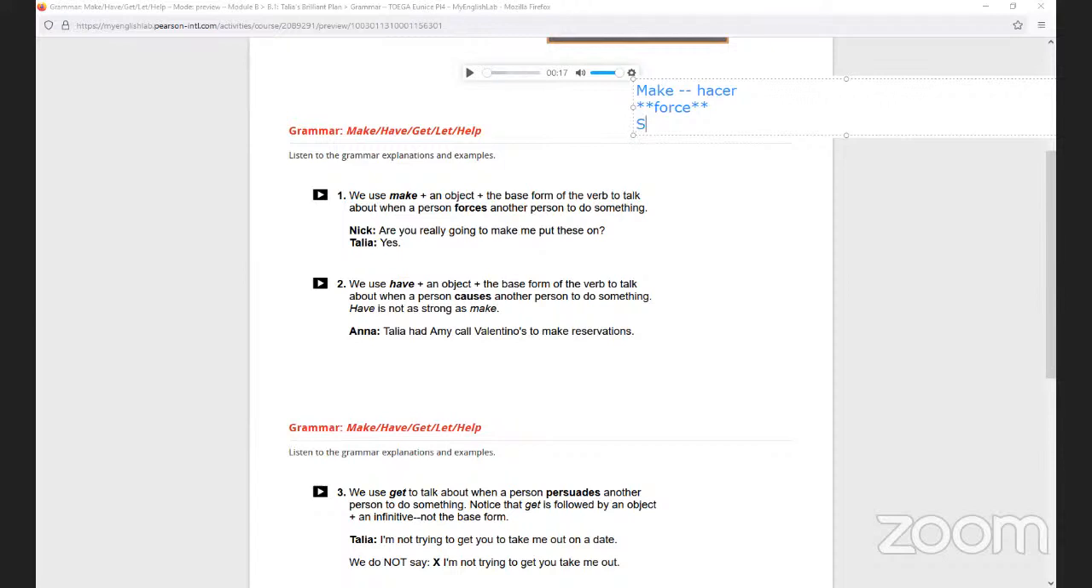So what is the structure for this? It is the subject, make, the object pronoun, plus the infinitive, and finally the complement. So we always use make with the base form in order to force, to obligate somebody else to do something.